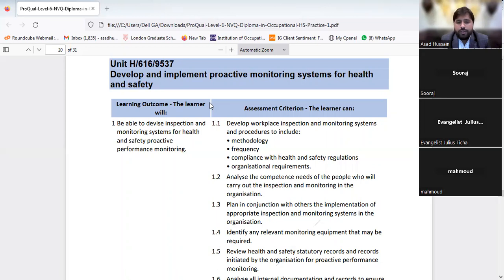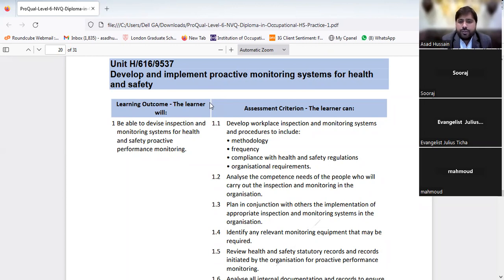Okay, fine. Now moving to 1.3, we have a plan in conjunction with others, the implementation of appropriate inspection and monitoring systems in the organization. So, gentlemen, the other thing which is really important with regard to these proactive monitoring systems is that these systems should be appropriate. If you are carrying out an inspection in the workplace, the inspection should be relevant and appropriate to that specific organization. It should be adequate and meet your organization's requirements.